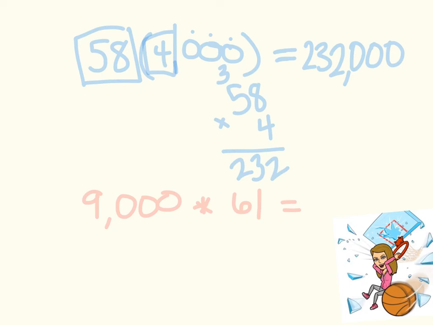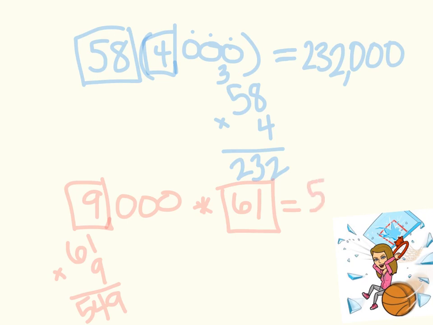And the last one on the slide, 9,000 times 61. We'll box out those numbers that are not zeros and solve that first. 61 times 9. 9 times 1 is 9, and 9 times 6 is 54. So 549 begins my number. I see 1, 2, 3 magic zeros in 9,000, but none in 61. So we carry over those 3 zeros. 549,000 is our final product.